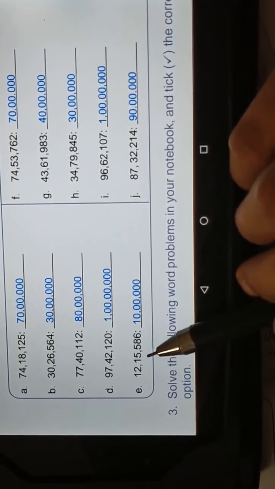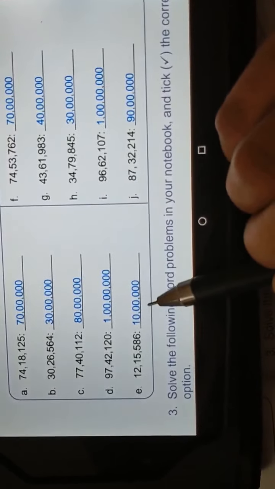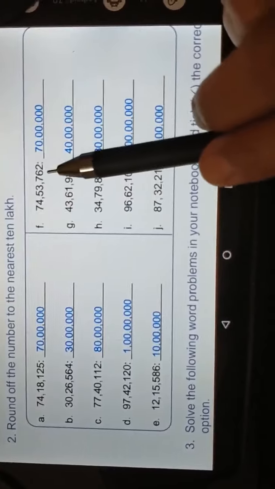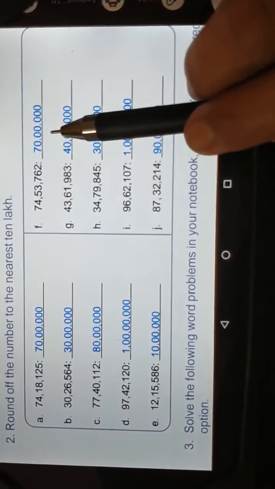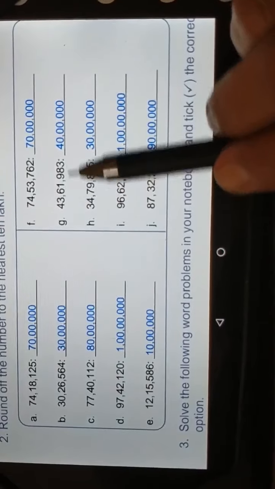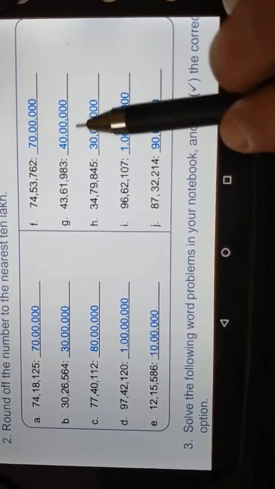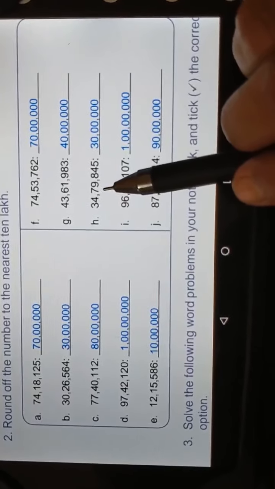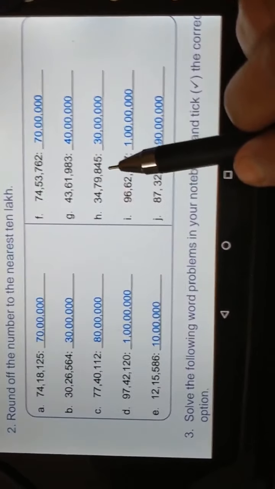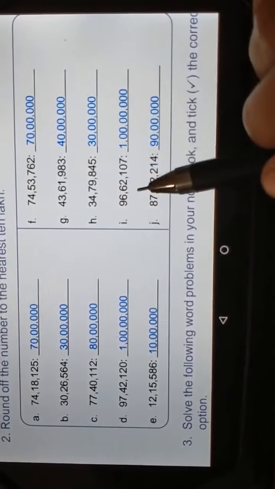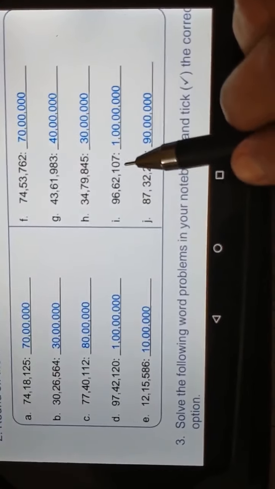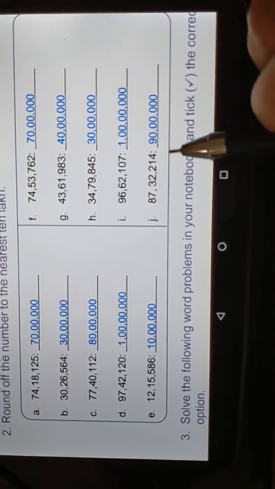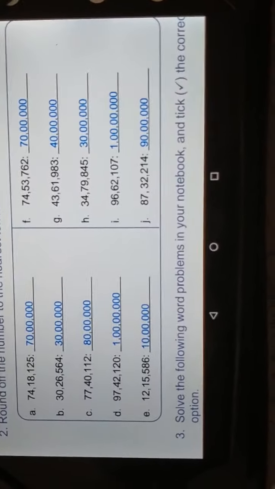12 lakhs 15,586. Answer is 10 lakhs. 74 lakhs 53,762. Answer is 17 lakhs. 43 lakhs 61,983. 34,079 lakhs 4 lakhs. 9,845. 96 lakhs 62,107. Answer is 1 crore. 87 lakhs 32,240. Answer is 90 lakhs.